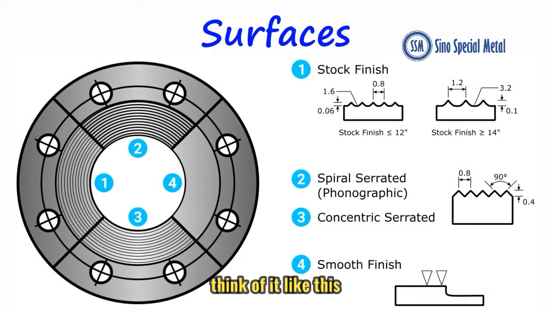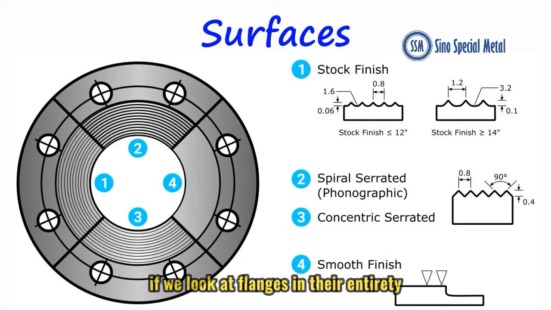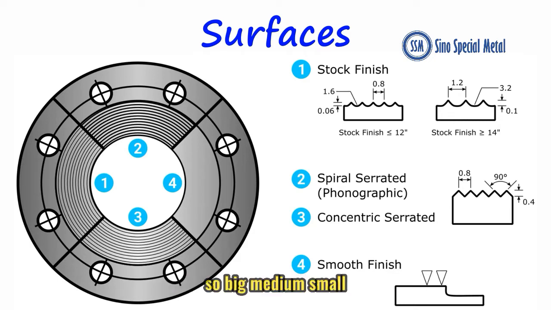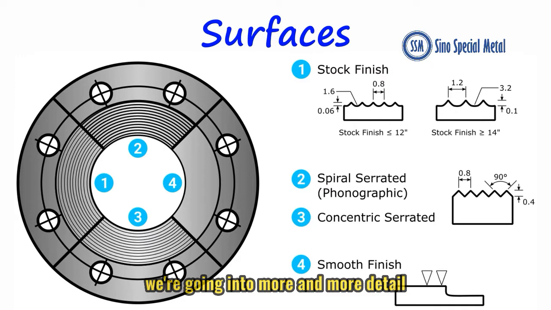Think of it like this. If we look at flanges in their entirety, then we're talking about flange types. If we want to go into more detail, then we'll look at the design of seal used on that flange, and that is the flange sealing face. And then if we look again at the face in more detail, then we'll be looking at the flange surface. So big, medium, small, we're going into more and more detail.